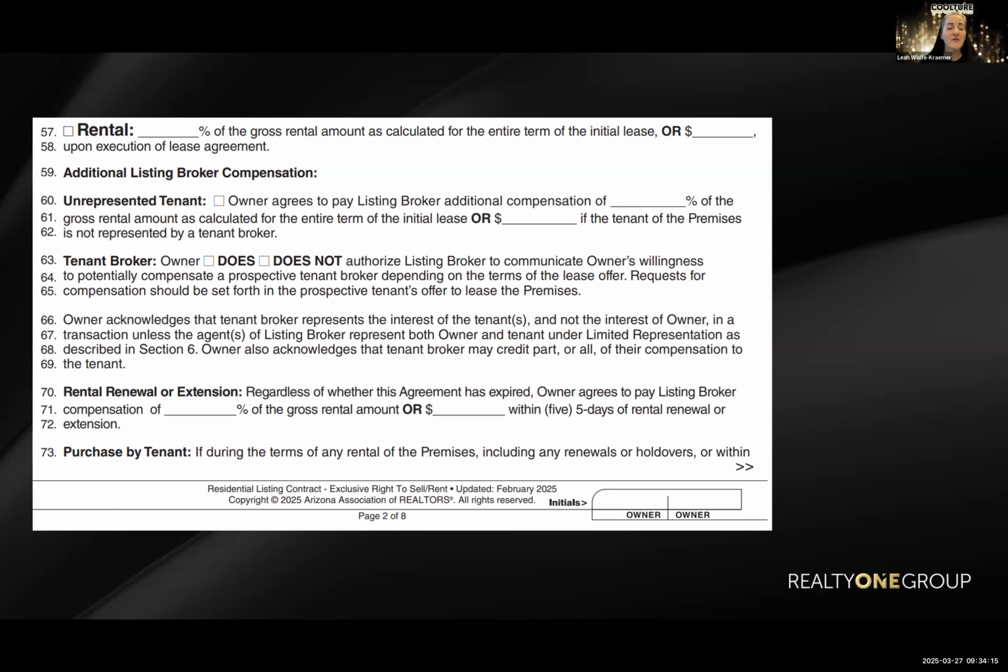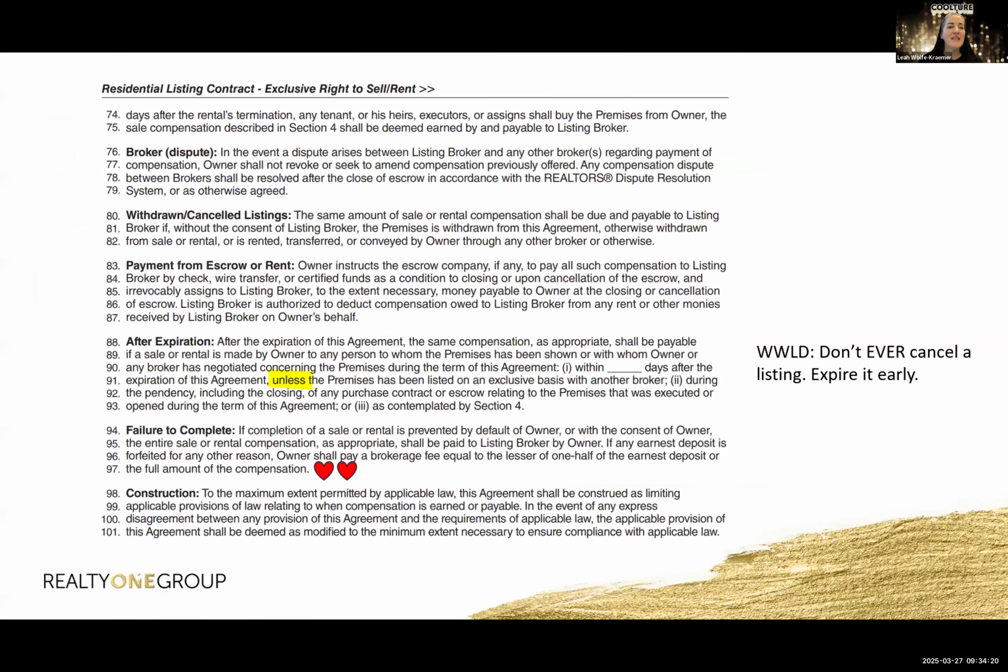If during the terms of any rental of the premises, including any holdovers, renewals, or within days after the rental's termination, any tenant or his heirs, executors, or assigns shall buy the premises from owner, the sale compensation described in section 4 shall be deemed earned by and payable to listing broker. So really, this is a little bit redundant, right? Because we've already said, should the property sell to anyone for any reason during the term of our agreement, I, the listing agent/broker, am entitled to compensation. So it's just reiterating that that also applies to tenants and everyone under them.